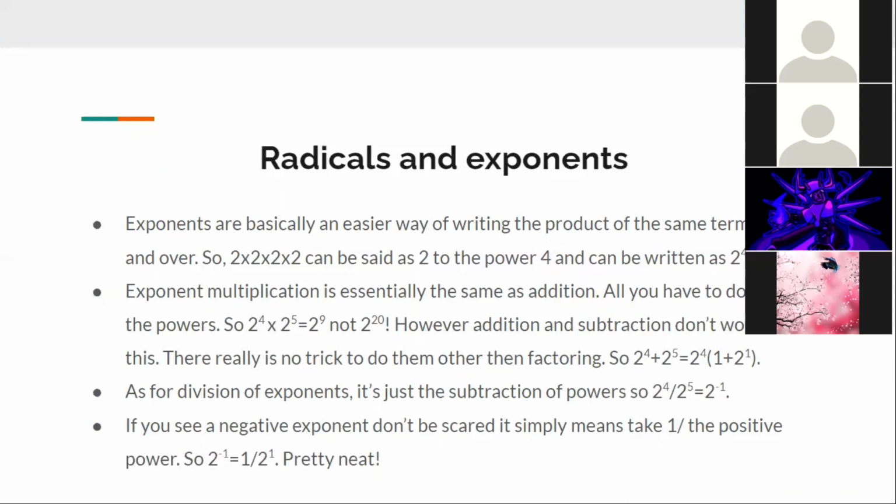And addition and subtraction don't work like that. There really is no trick to do them other than factoring for addition. So 2^4 plus 2^5 is equal to 2^4 times (1 plus 2^1). And division of exponents is just subtraction of powers. So 2^4 divided by 2^5 is 2^(4 minus 5), or 2 to the negative 1. And if you see a negative exponent, don't be scared. It simply just means 1 over the positive power. So 2 to the negative 1 is 1 over 2^1.